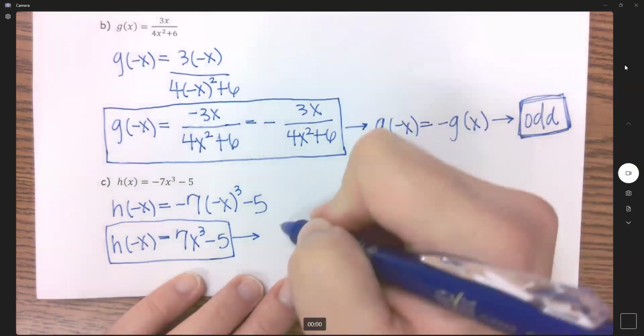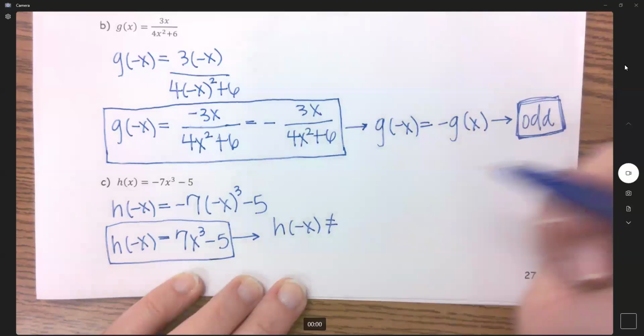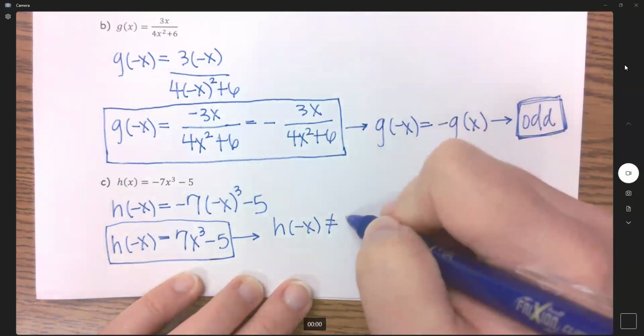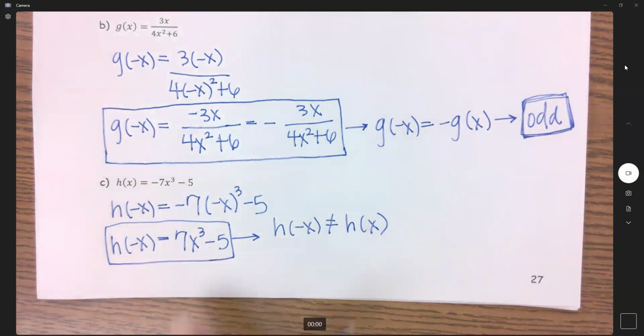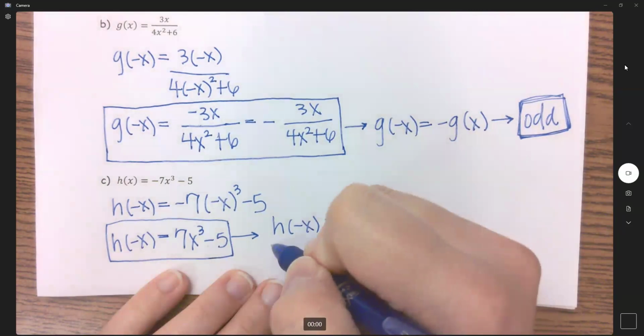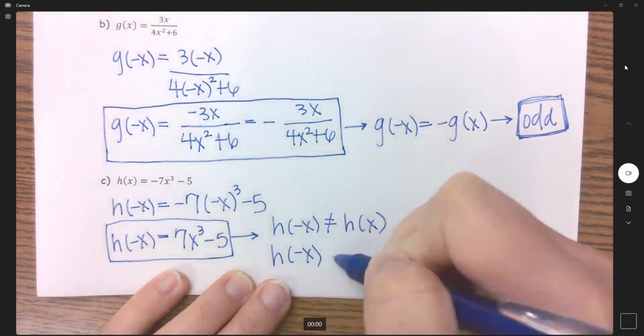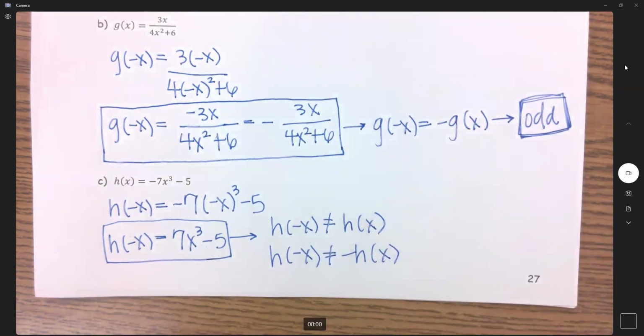This one here, when I substituted in a negative x, it did not equal my original. That one's very clear to tell. We have positive. It started off negative. We also did not have the negative version of f of x.